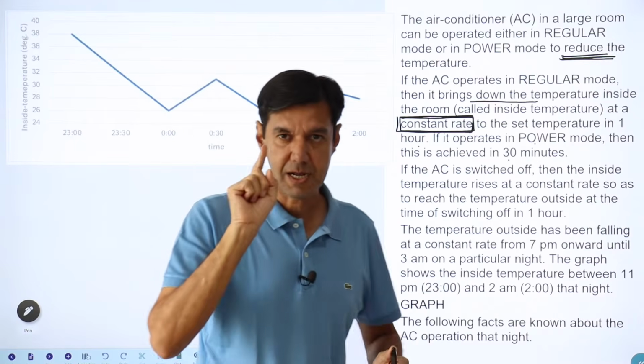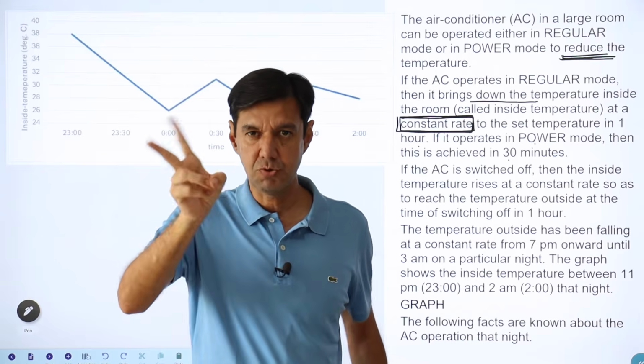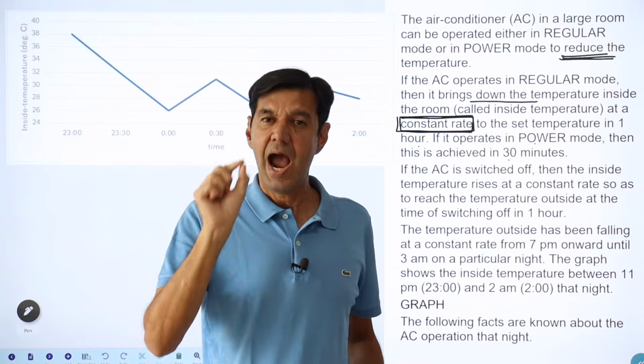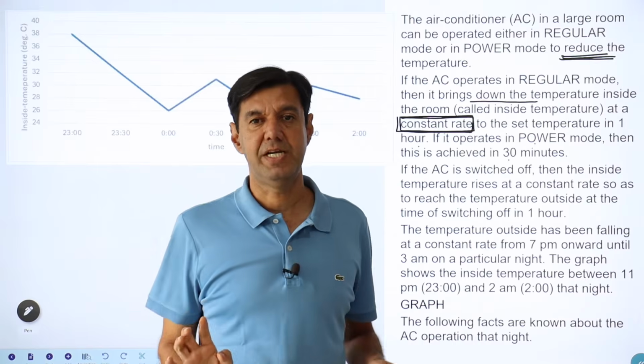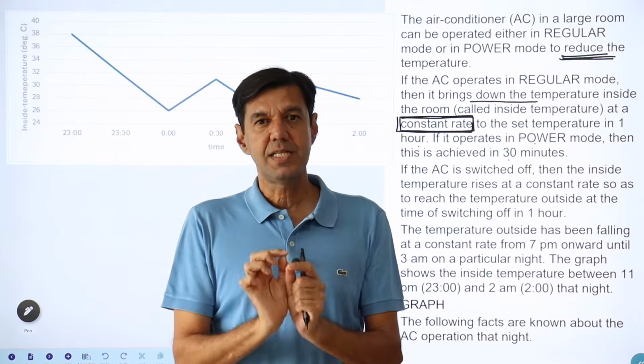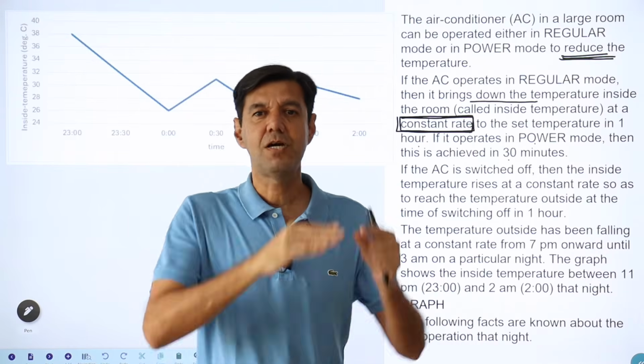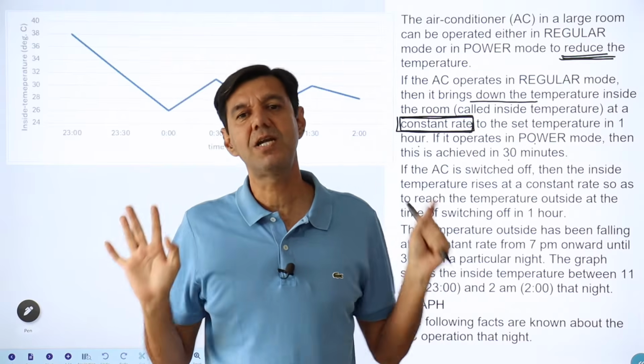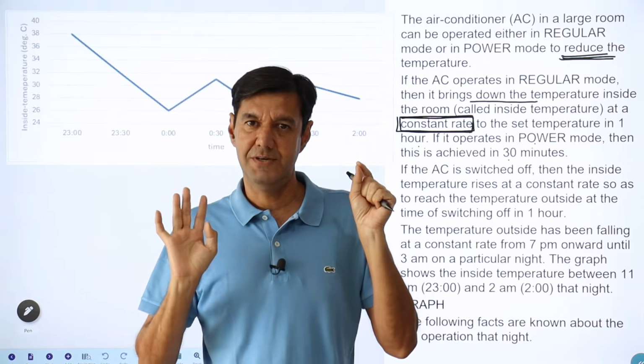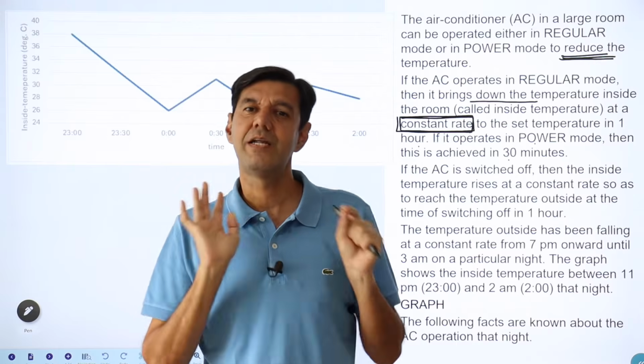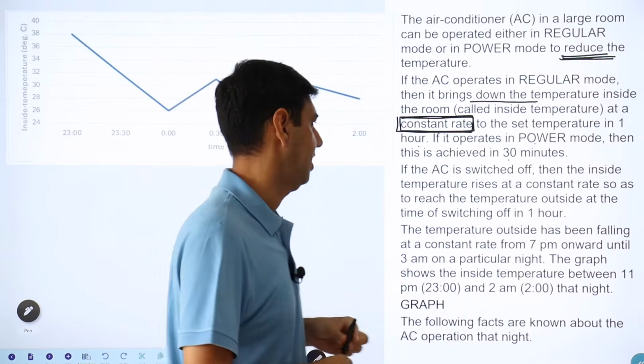So what that means is when I put the AC on, I'm going to either choose a power or a regular mode, and I'm also going to set a temperature. If it is regular mode, it will reach the set temperature from wherever it currently is in 1 hour. And in power mode, it will reach the set temperature within half an hour.